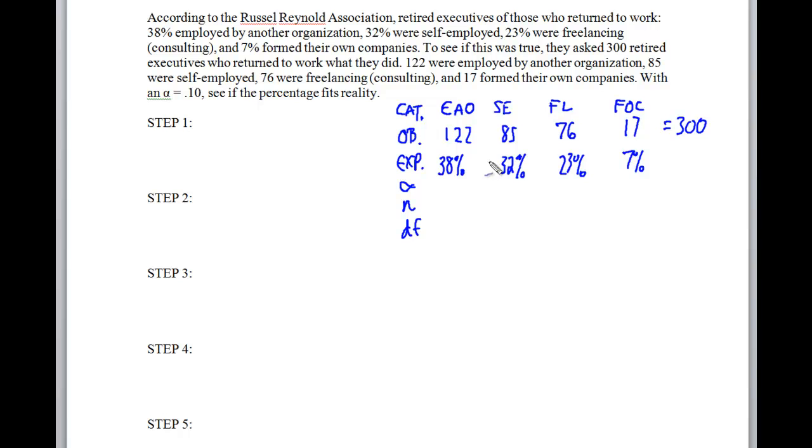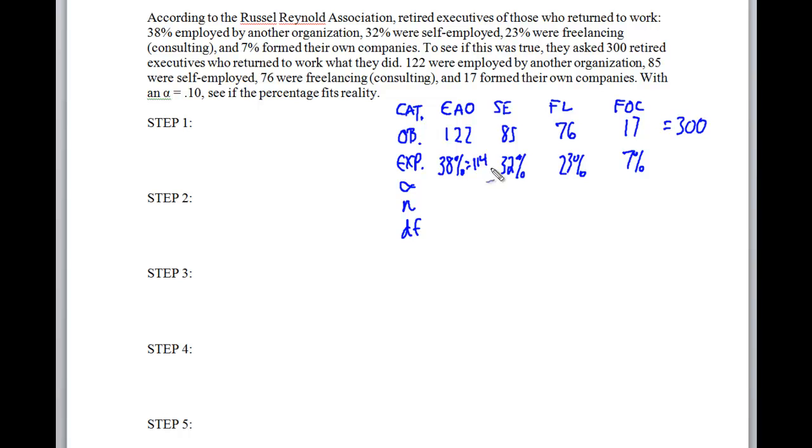Now, what that means is we need to take our expected values, which are percents, and multiply that by 300. You see, normally we would just take 38, 32, 23, and 7 if that was out of 100. But since this is out of 300 people, I would expect 38% of 300, or 0.38 times 300, to be 114 people. Wait, how did I get that again? Take 300, multiply by 0.38 on your calculator, and that gets you what we're kind of expecting.